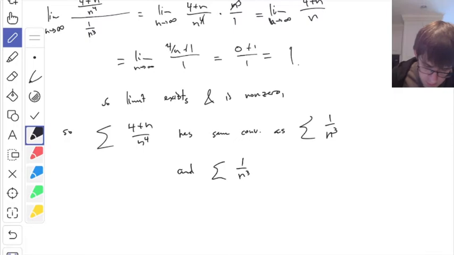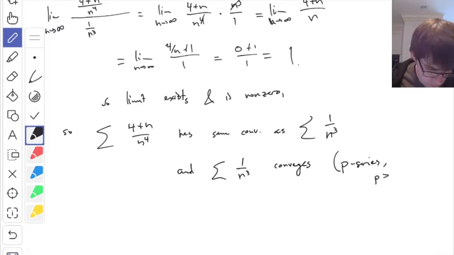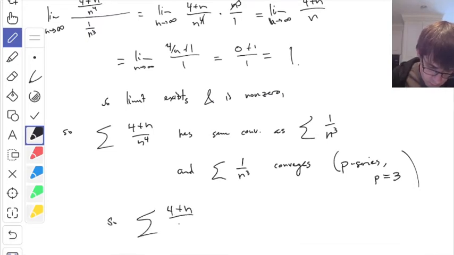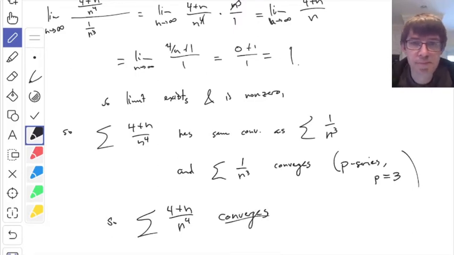So you just have to remember those little facts about p series. The other facts are about geometric series, that's when the n is in an exponent. Yeah, this converges because it's a p series and p equals 3, which is greater than 1. And so that means the original thing we started with converges. That's the moral of the story. So the sum of (4 plus n) over n to the 4 converges. The end, right? This is the limit comparison test.